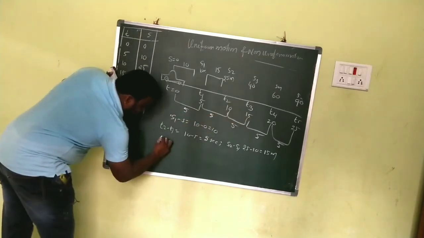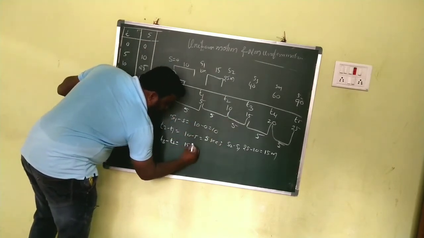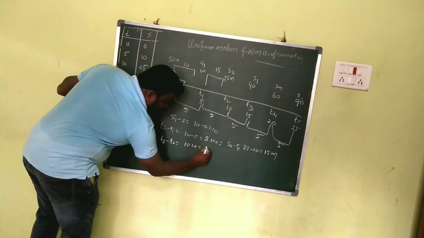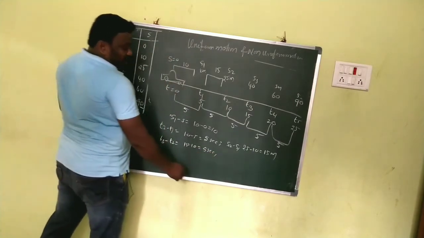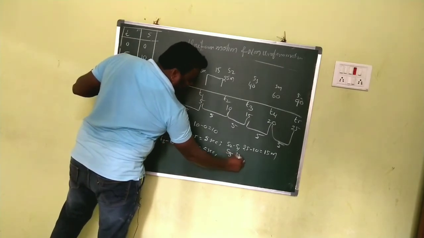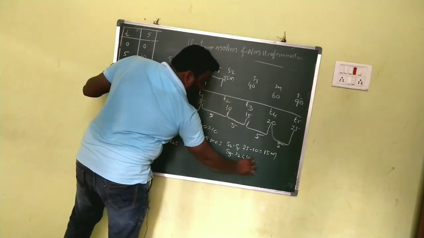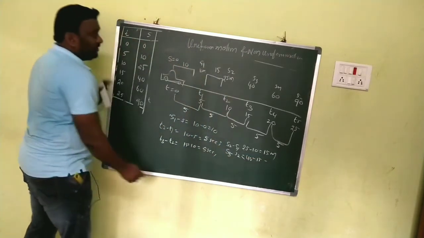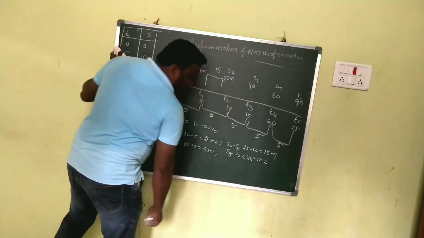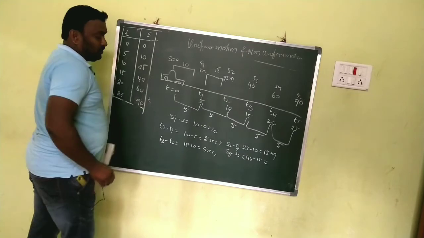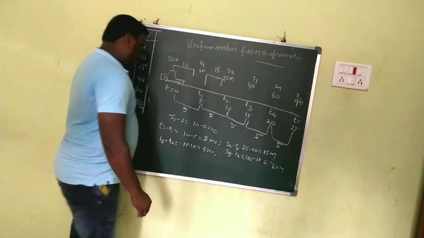T3 minus T2. How much? 15 minus 10, that is equal to 5 seconds again. Now here what do you have to write? T3 minus T2, that's what you write. S3 minus S2. S3 how much here? 40 minus 25. Next, how much is there again? 40 minus 25, that is 15 meters.